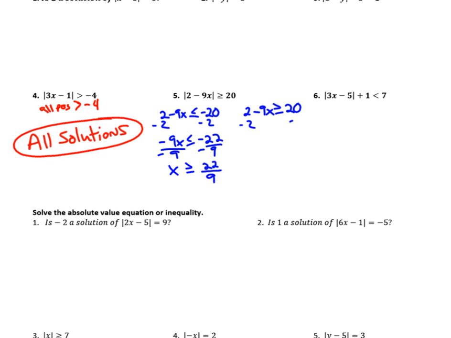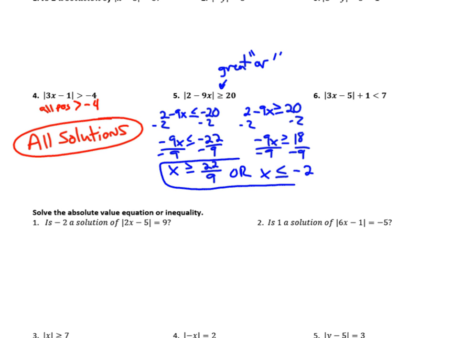Subtract 2 from both sides on the next one, so negative 9x greater than or equal to 18, divide by negative 9, and x divided by a negative, so the inequality switches, is less than or equal to -2. Okay? This was a greater, okay? So this is an OR graph. And there are lots of numbers that are bigger than 22/9, or less than -2, and so that's fine with an OR in there.